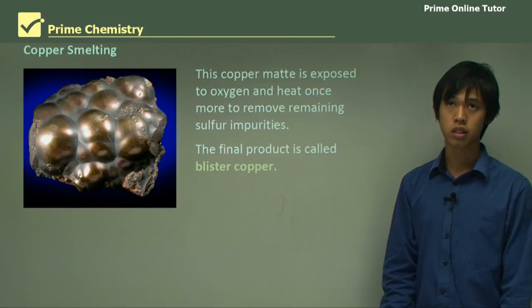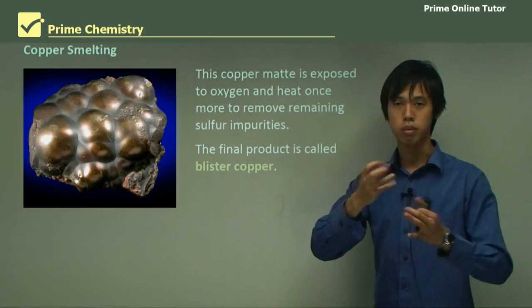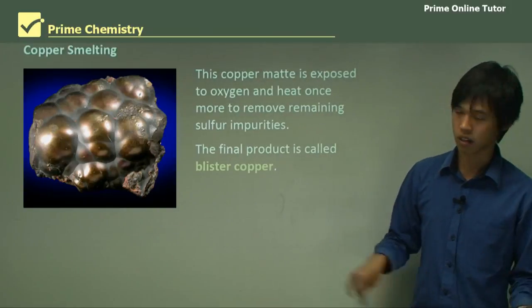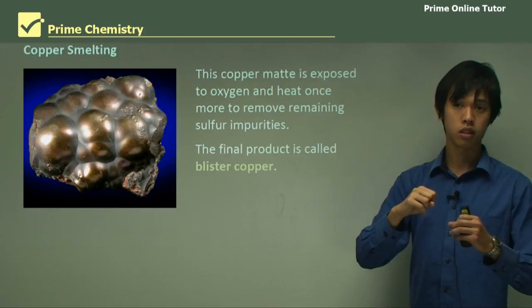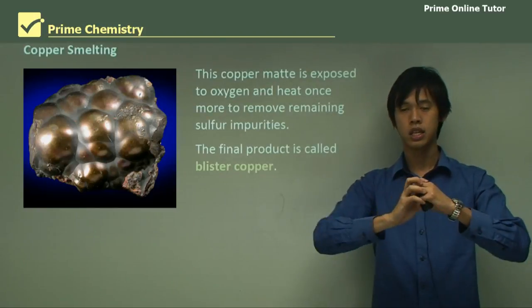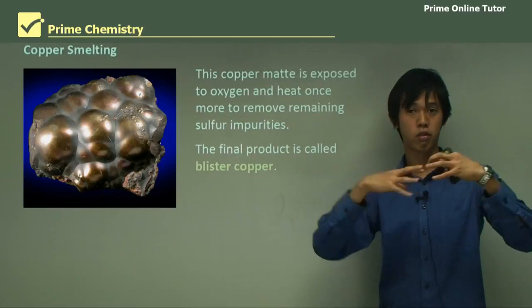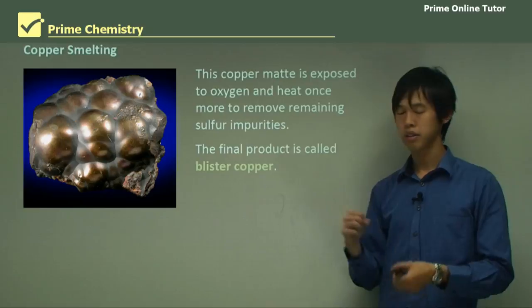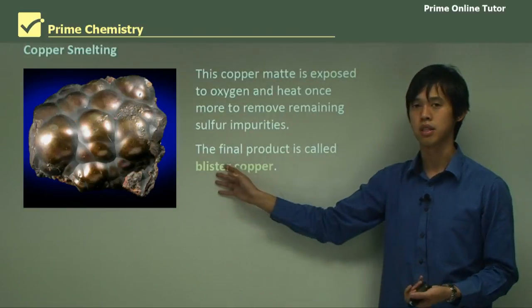And why do we call it blister copper? Well, if you look at it, it looks like the surface has become blistered. If you've ever gotten a blister, you'll know what I'm talking about. Basically, it's because the sulfur dioxide and carbon dioxide and other gases have formed bubbles inside the copper and warped its shape, giving it this blistered appearance.